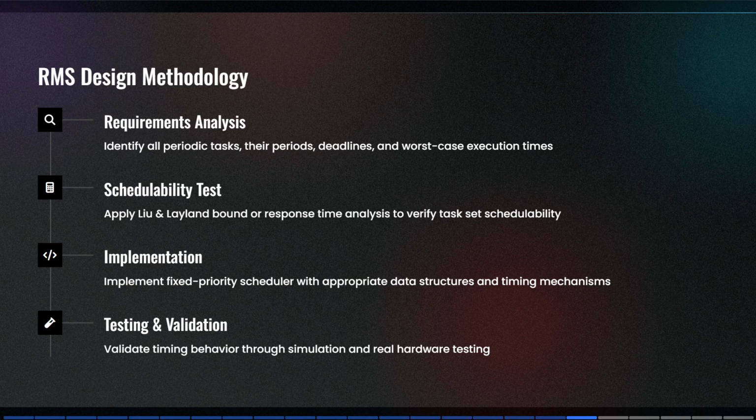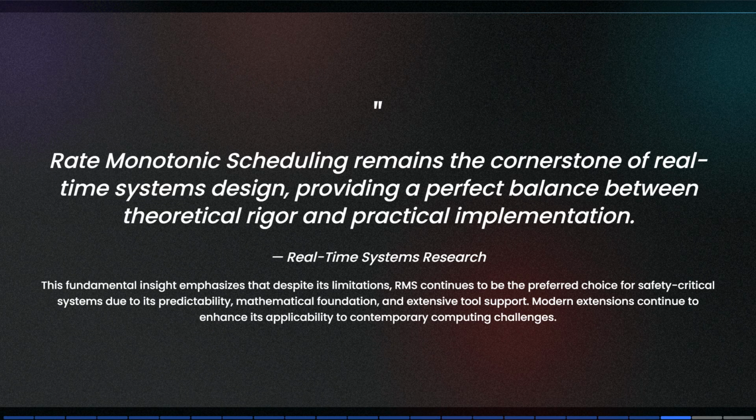There are several improvements over RMS, such as deadline monotonic scheduling and mixed criticality scheduling. These variations adapt RMS principles to handle modern, complex real-time needs. To summarize, Rate Monotonic Scheduling is simple, predictable, and foundational. It may not be perfect, but it provides a strong base for understanding how real-time systems ensure timing precision. It balances theoretical clarity with practical usefulness. That's why it's still taught and used today.